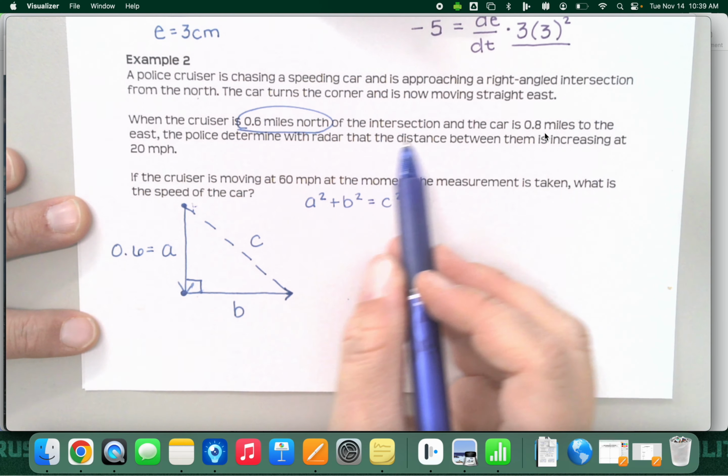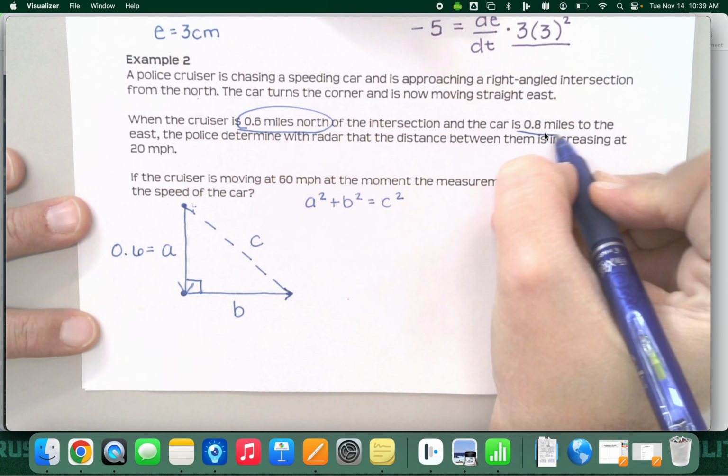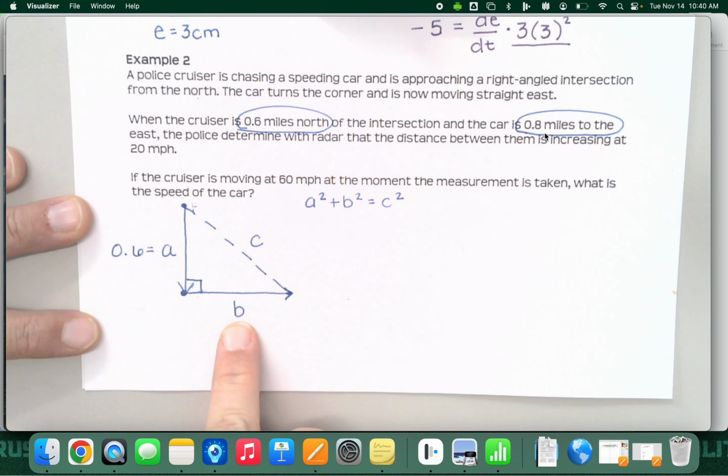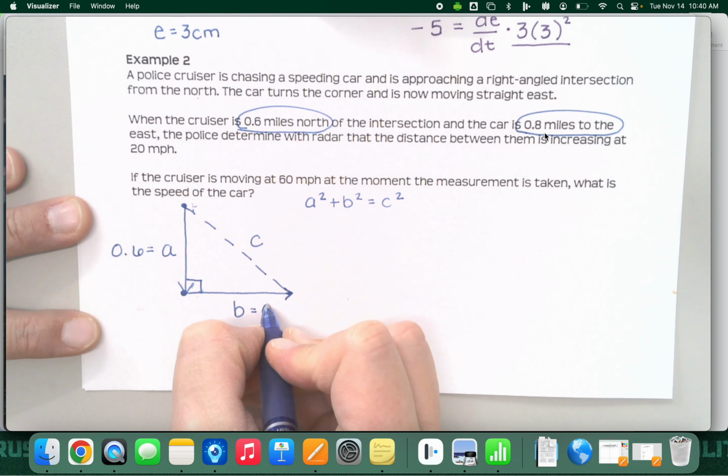The car is 0.8 miles to the east, but I don't want to go down there and circle it. But that's this guy, right? That's how far this car is away. So this is 0.8.